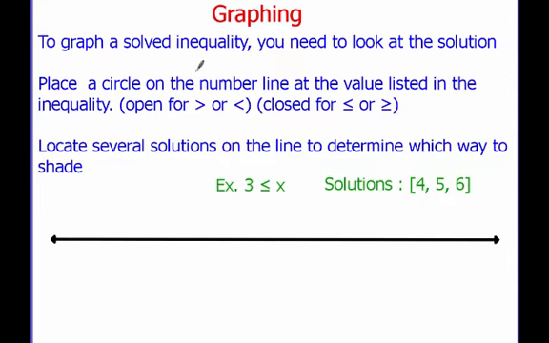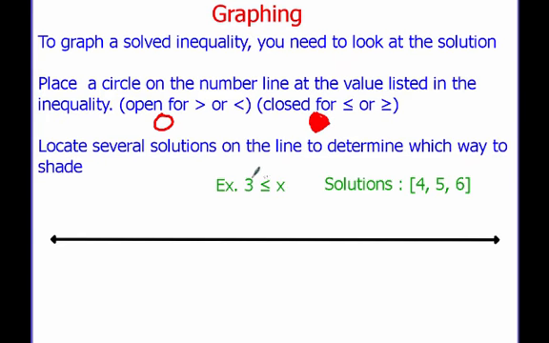We're going to place a circle on the number line at the value listed in the inequality. If we have just a greater than or a less than symbol, it's going to be an open circle. If it's a greater than or equal to or less than or equal to symbol, it's going to be a closed circle. Then we're going to locate several solutions to determine which way we should shade.